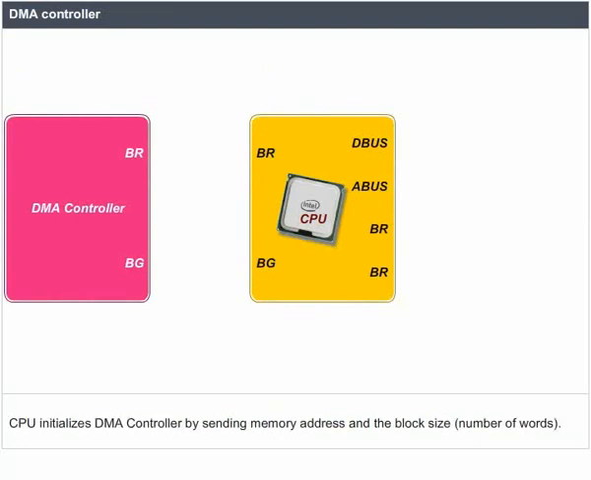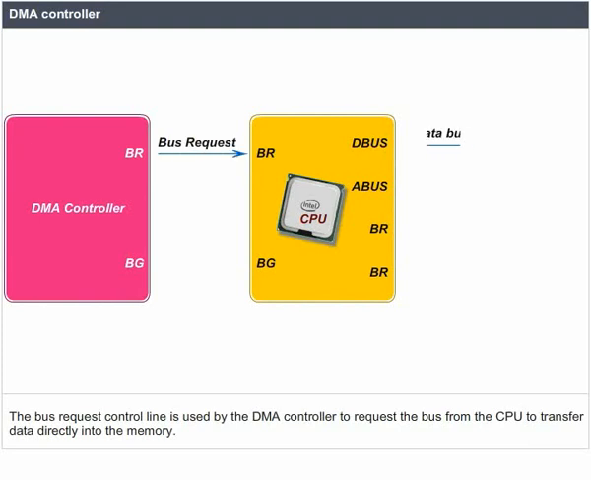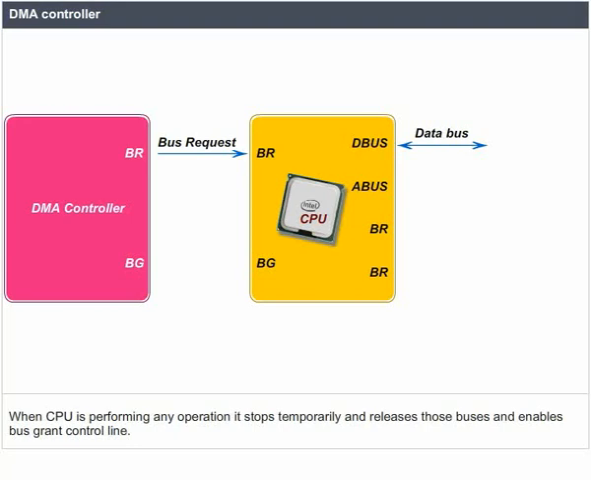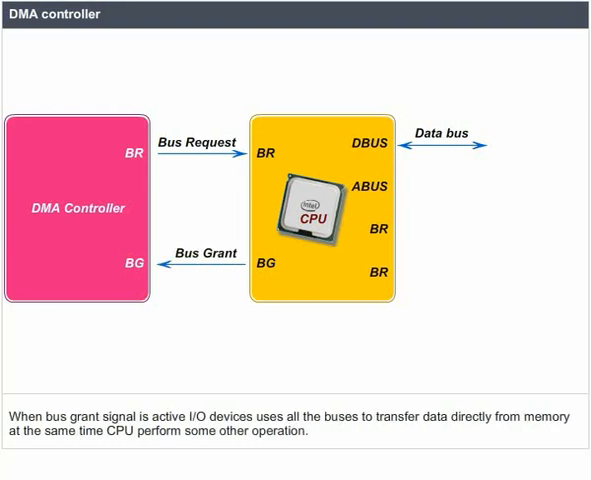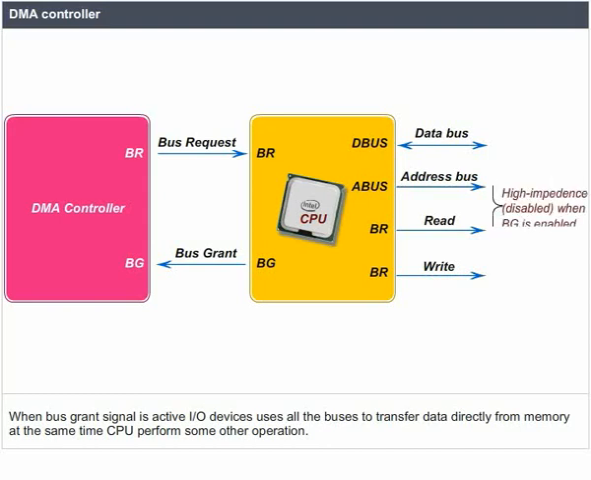CPU initializes DMA controller by sending memory address and the block size, the number of words. The bus request control line is used by the DMA controller to request the bus from the CPU to transfer data directly into the memory. When CPU is performing any operation, it stops temporarily and releases those buses and enables bus grant control line.